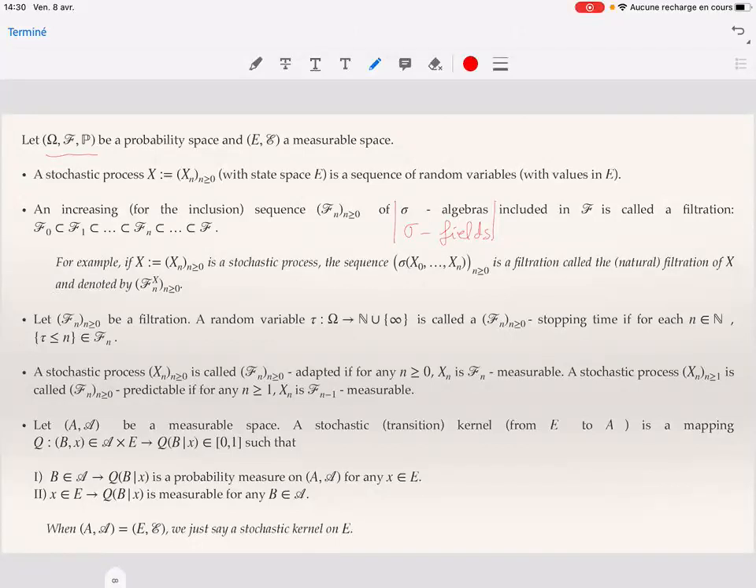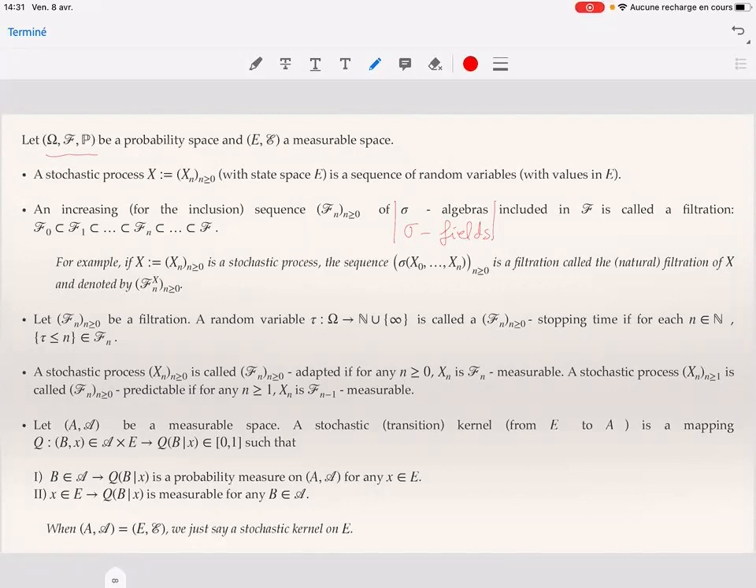And so it means that at each time you get more and more information. A typical example of filtration is what is called the natural filtration of a stochastic process. Imagine that you have a stochastic process Xn, so you can think, for example, of Xn as the price of some asset at time n.